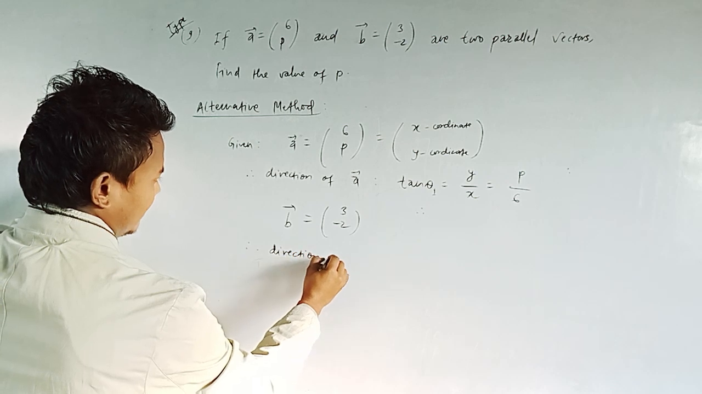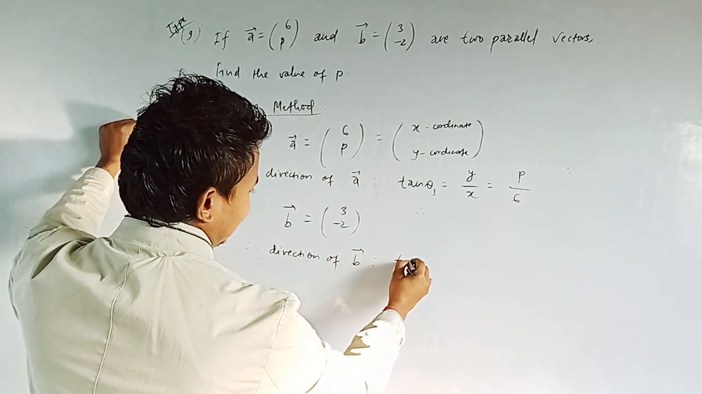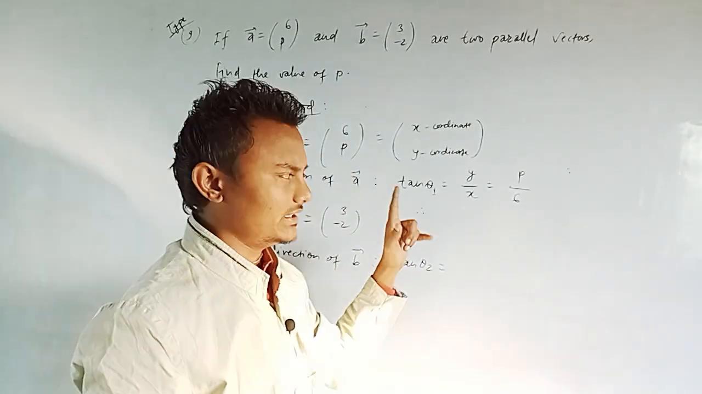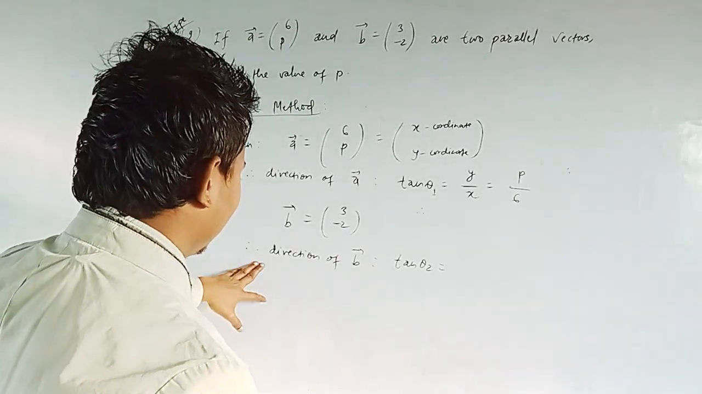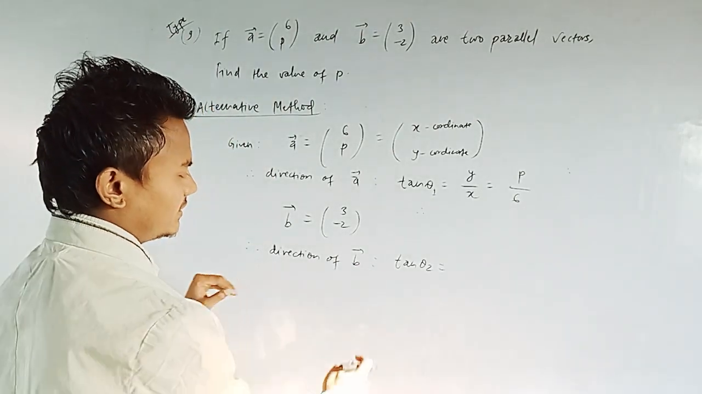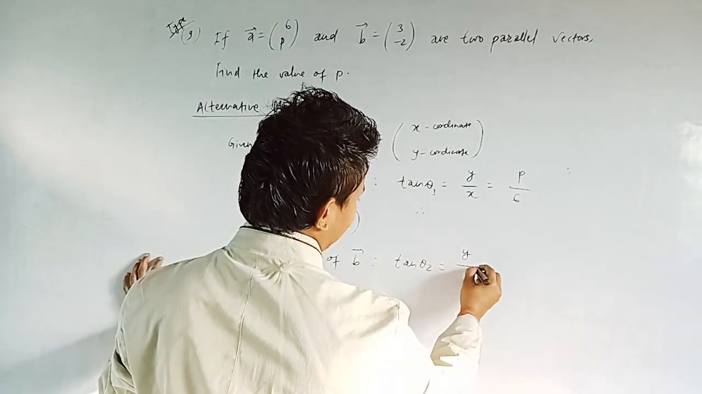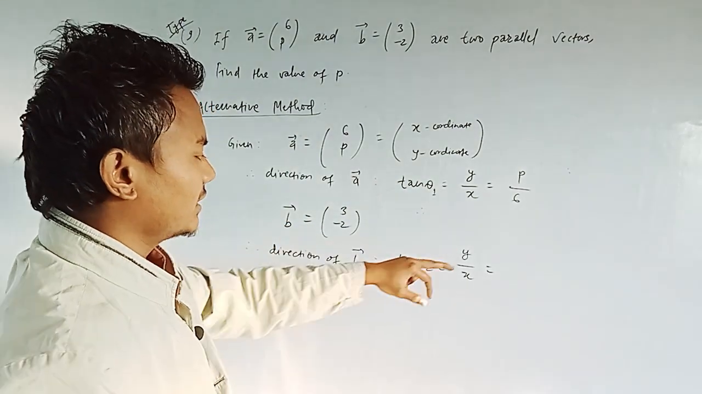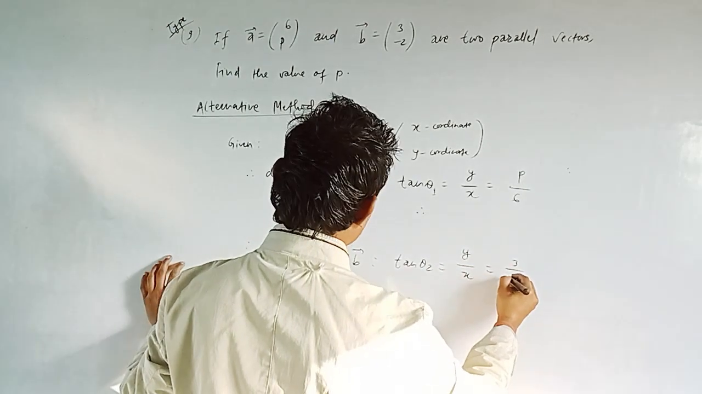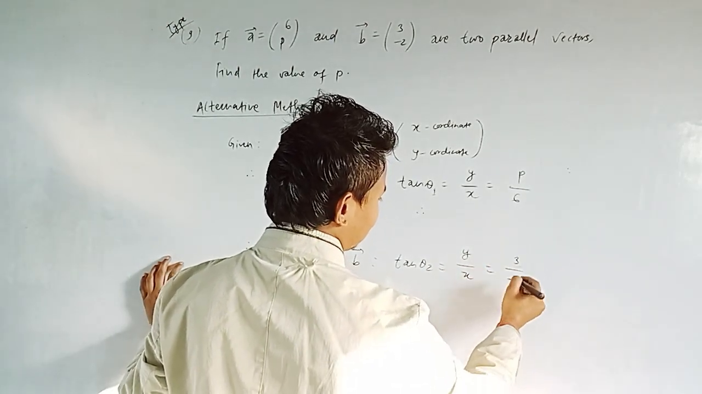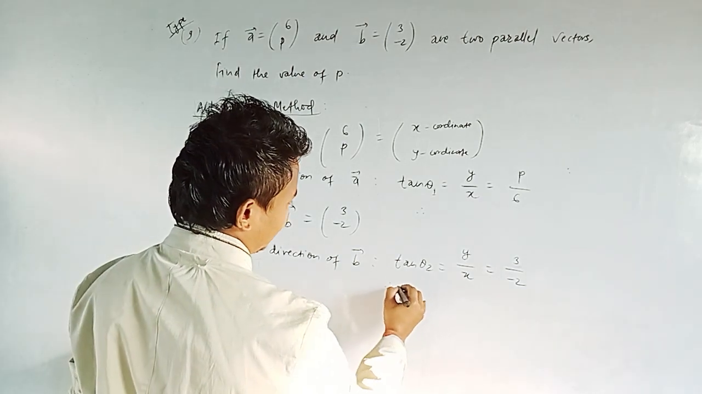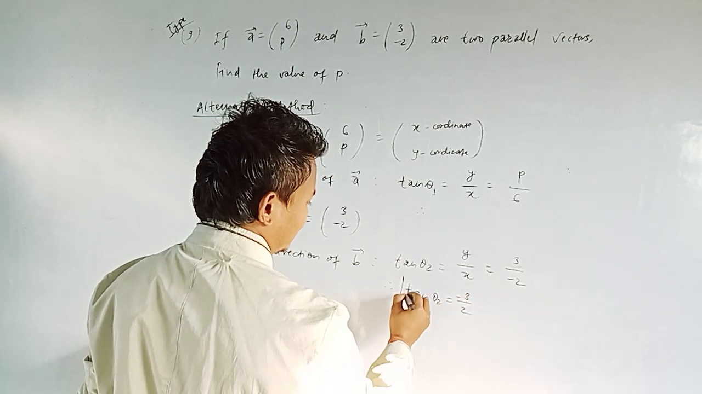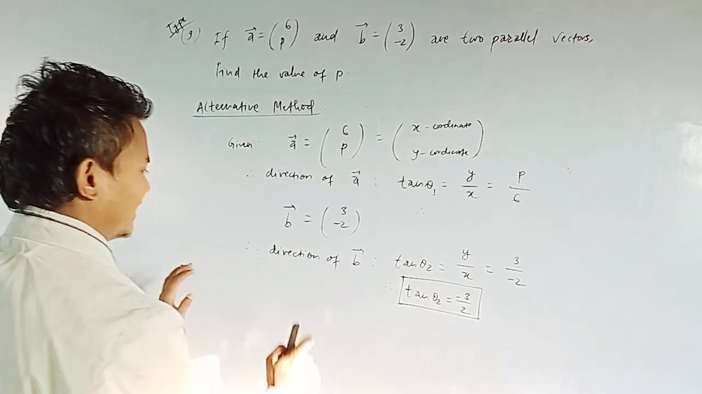So direction of vector B, that is tan theta 2. If we take this theta 1 as the direction of first vector A, then we have to take another angle, that is the direction for the vector B. Let us suppose this will be tan theta 2, then its value also becomes y by x, and for the direction of this B vector we have to take the corresponding value of y, that is 3 by minus 2. Then we can calculate tan theta equal to 3 by 2. So this is tan theta 2, that is direction of this vector B.